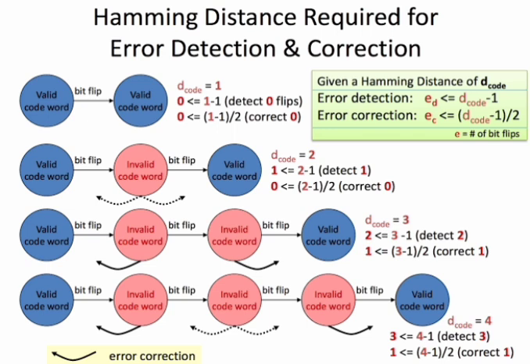From the above table, you can say d minimum for the (7,4) Hamming code is 3. Hamming codes have the property that d minimum equals 3 irrespective of the value assigned to m, that is, for any (n,k) Hamming code, d minimum equals 3.